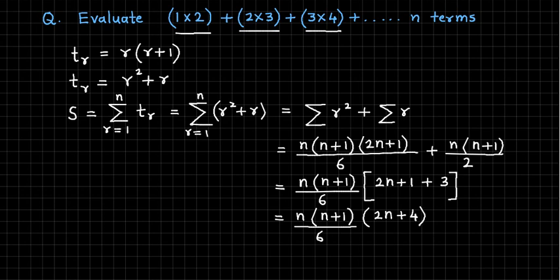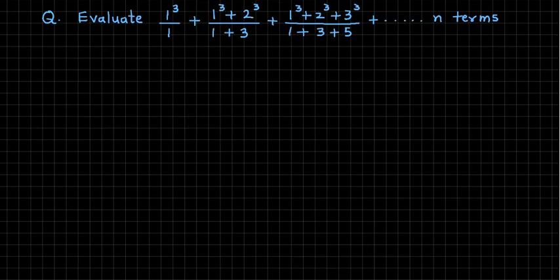Now we can take the factor of 2 from the last bracket and cancel that with the denominator 6. So finally we will get n into n plus 1, and from the second bracket, once we take the factor of 2 common, we will be left with n plus 2, and the whole divided by 3. So the required sum is obtained in terms of n. If they specify how many terms, then we will plug in that value of n, but this is the answer in general. Now let's go ahead and see another variety of question.